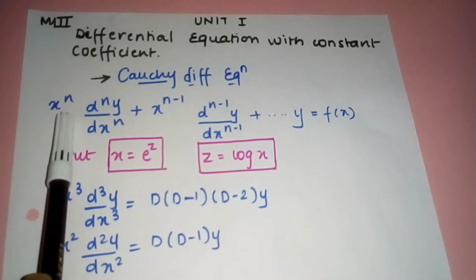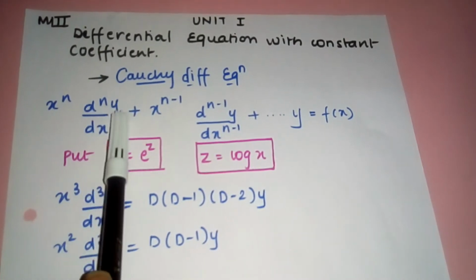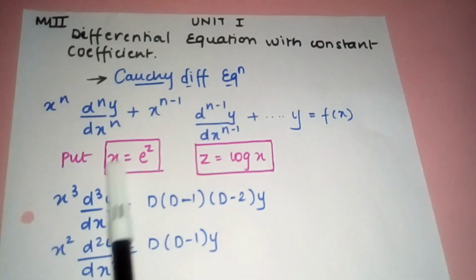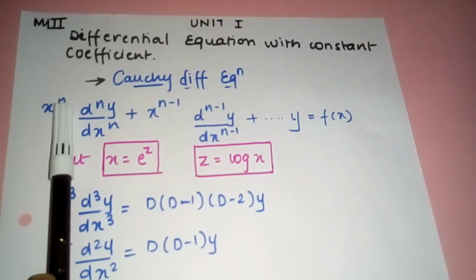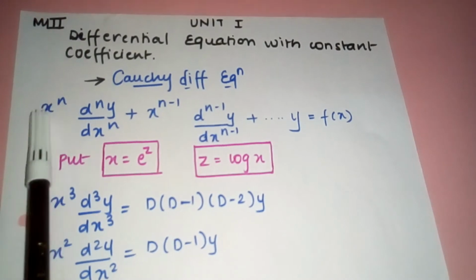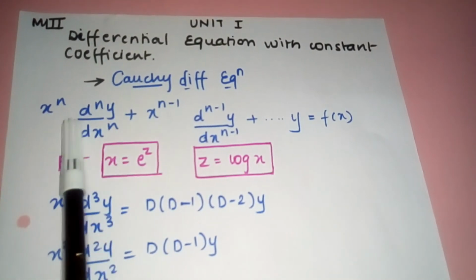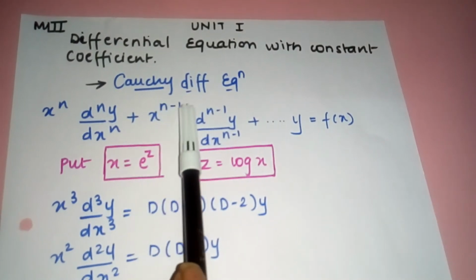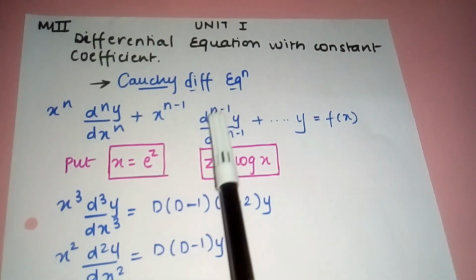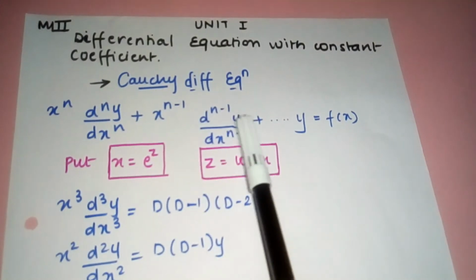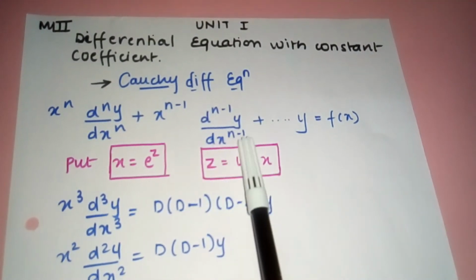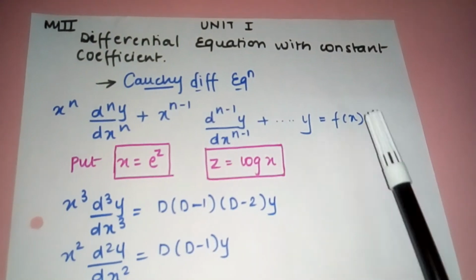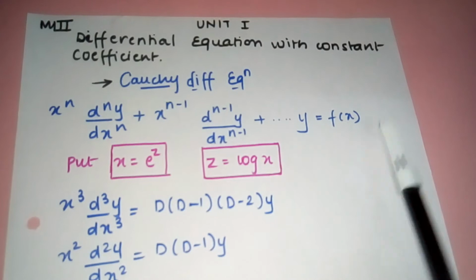So x raised to n, d raised to n y upon dx raised to n. Now this is the form. For example, if n is 3, then it will be x raised to 3, d cube y upon dx cube, plus x raised to 3 minus 1, which is 2, so x squared d2y upon dx square, and so on. Then y is equal to f of x.